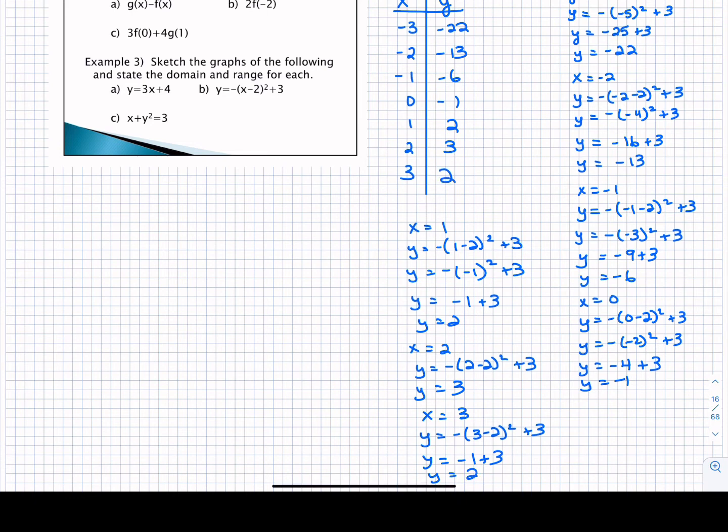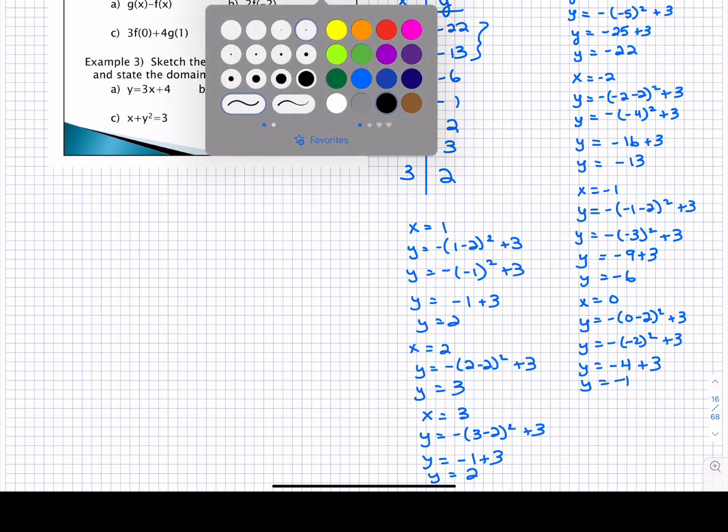So we've got quite a few points to work with here. You might want to add to that table once you start building the graph, but what I'm probably going to do is avoid the top 2 points because those are far more extreme than the bottom half or bottom portion of this table of values. So let's build a grid and see what we come up with for an overall shape here.